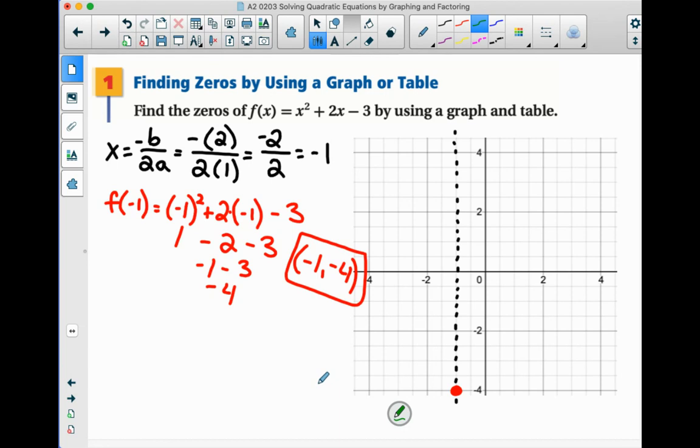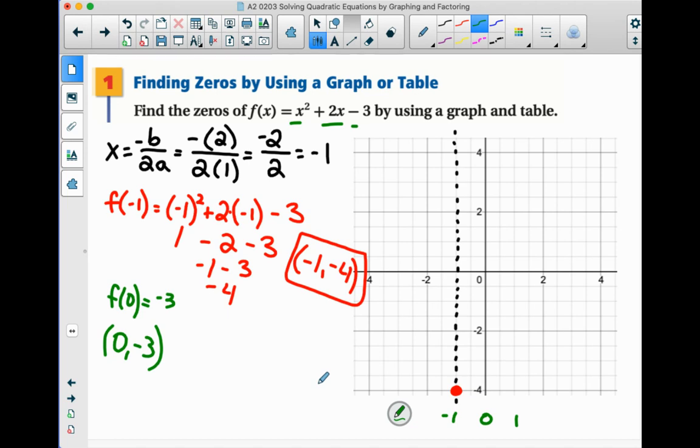Now, we have to pick some more coordinates. I usually pick the next two coordinates over from that axis of symmetry. So if this is at negative 1, I would pick 0 and 1. And that'll give us the nice shape of our graph. So 0 is great, because remember, everything times 0 is 0. 0 squared is 0. 2 times 0 is 0. And then minus 3 would give us negative 3. So that would be one coordinate, 0, negative 3.